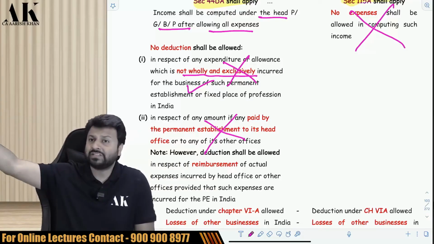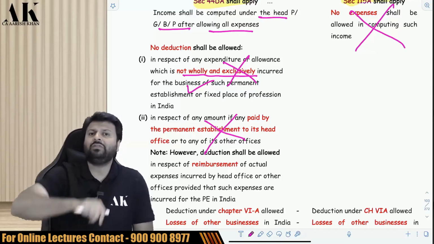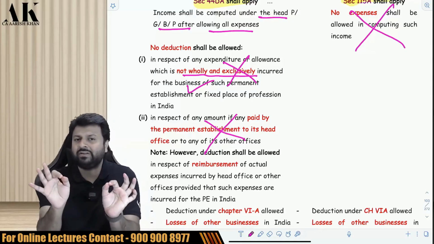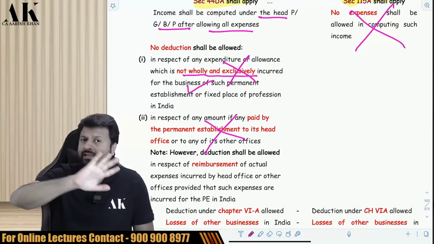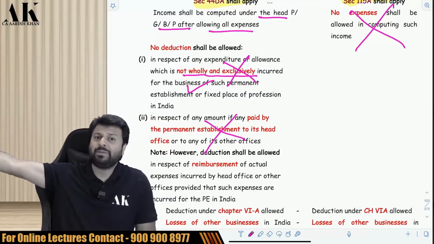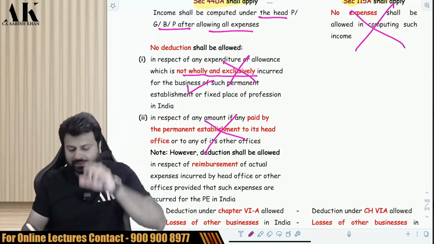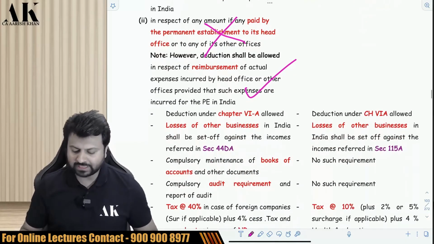The third case, if some third party is giving me services and my head office is making the payment and I'm reimbursing that amount to the head office, then it will be allowed as deduction. There is a very thin line of difference. If head office is giving me services and I am making the payment to head office, then deduction will not be allowed. If a third party is giving me services, my head office is making the payment and I am reimbursing the payment, then the deduction will be allowed. Check it please.